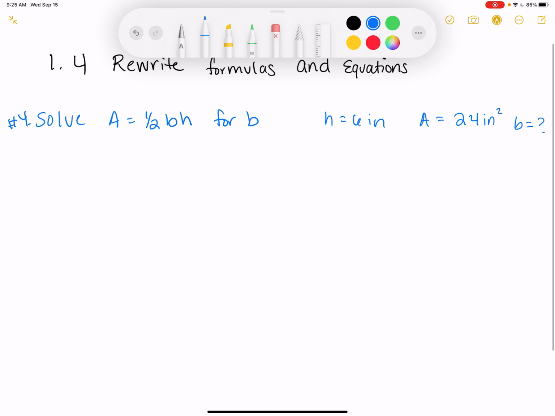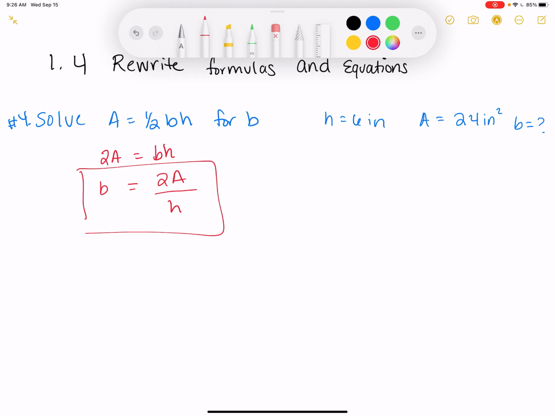If I want to get B by itself, any recommendations on what I should do first? Multiply by 2. 2A is equal to BH. Then what? Divide by H. I like whatever I'm solving for to be on the left, so I'm just going to rewrite it. So this is the rewritten formula that it first asks you for. That's part 1.